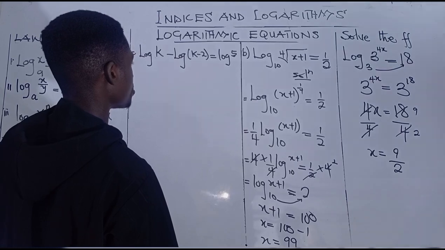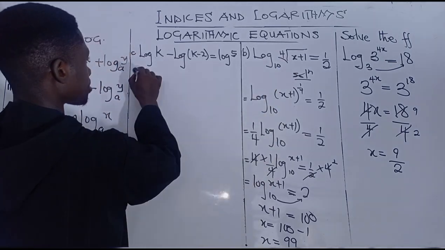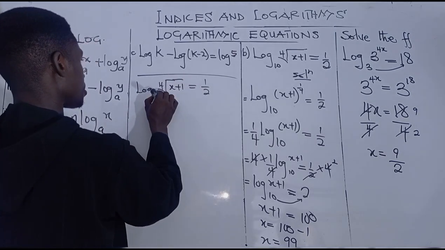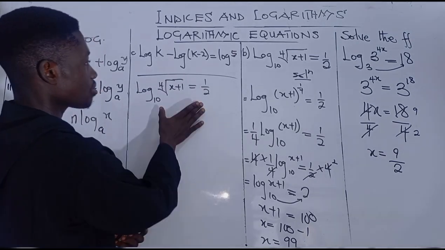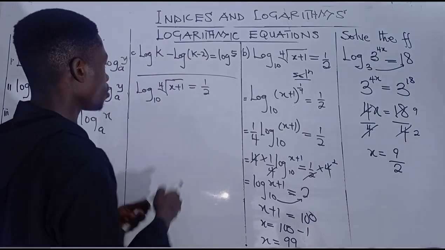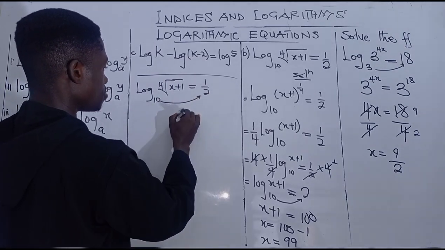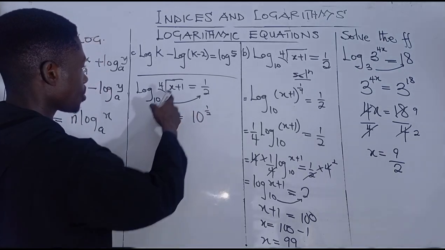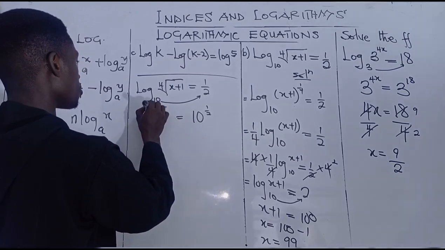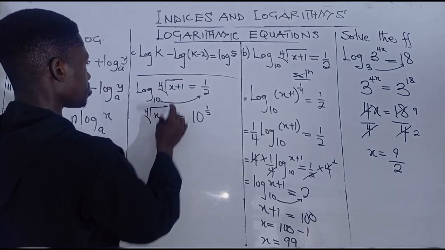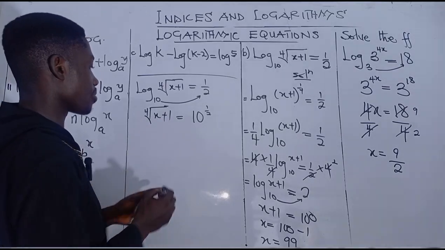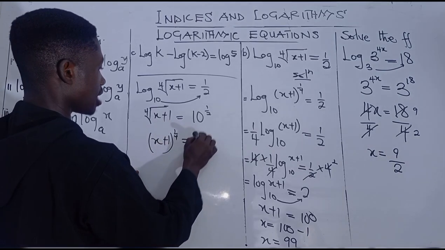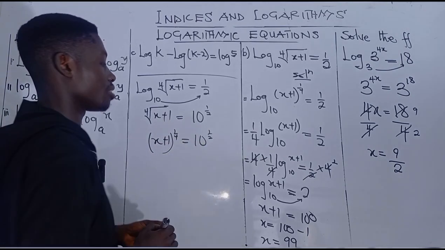So let's look at another approach to this very question. We have to first transform this into an exponential form. So the base of the logarithm will move to become the base of the index. So we have 10 raised to the power half. We are left with the 4th root of x plus 1. And we know that the 4th root of this can be written as x plus 1 all raised to the power 1 over 4, giving us 10 raised to the power half.